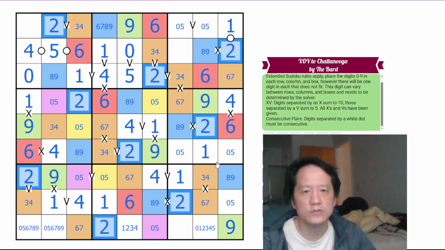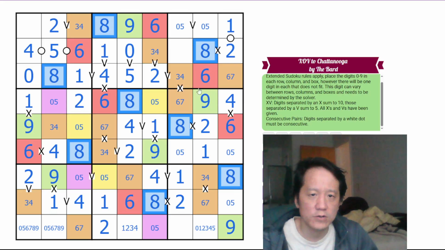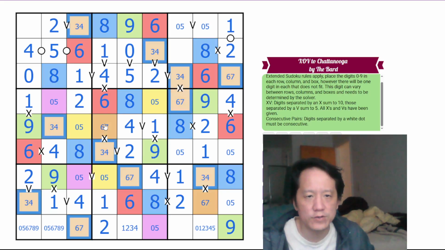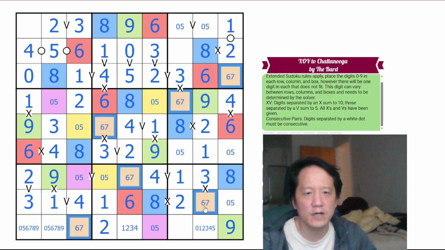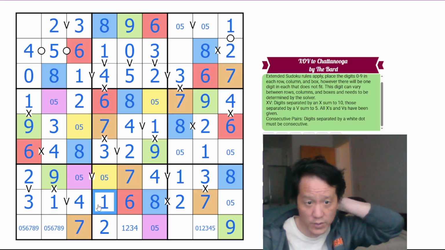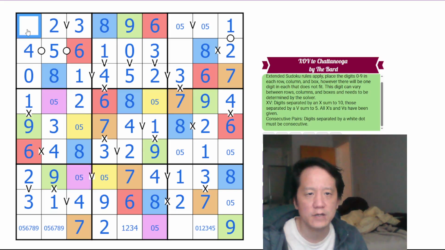So these are all 2. The high blues are 8. The low oranges are 3. Which makes the high oranges 7. Okay. This is not 1. This is 9. Okay. So this cannot be 9. It has to be 7.